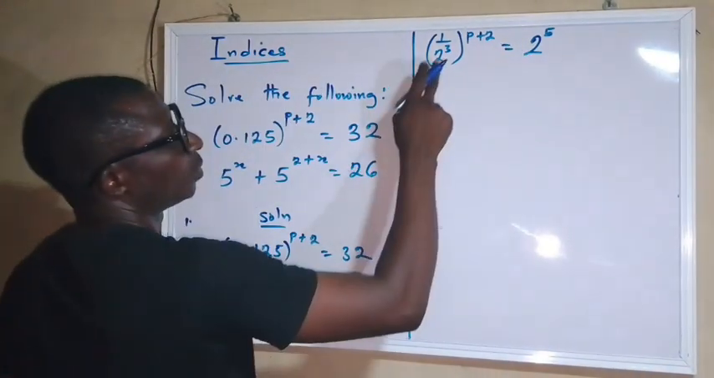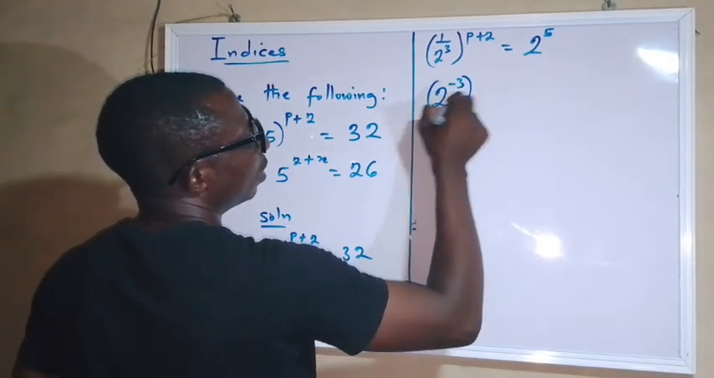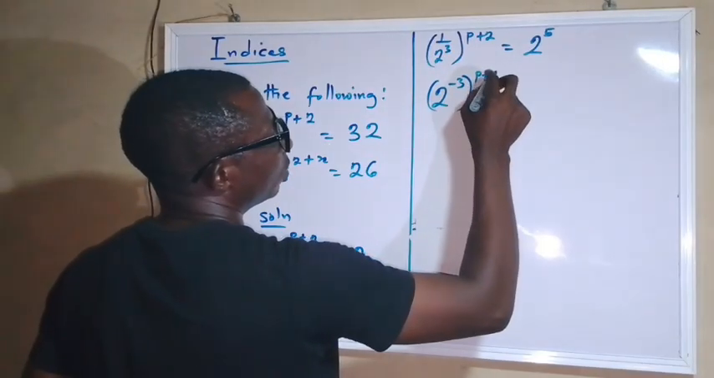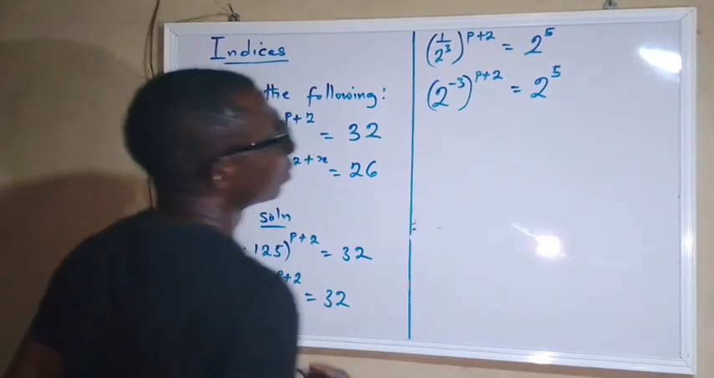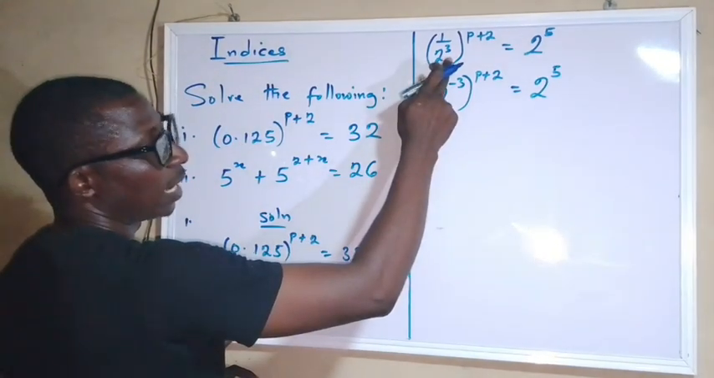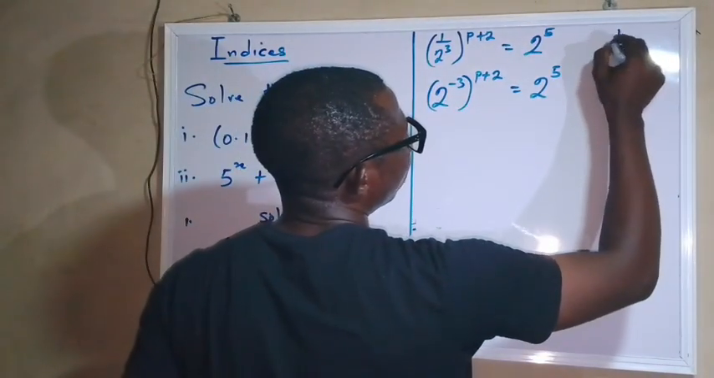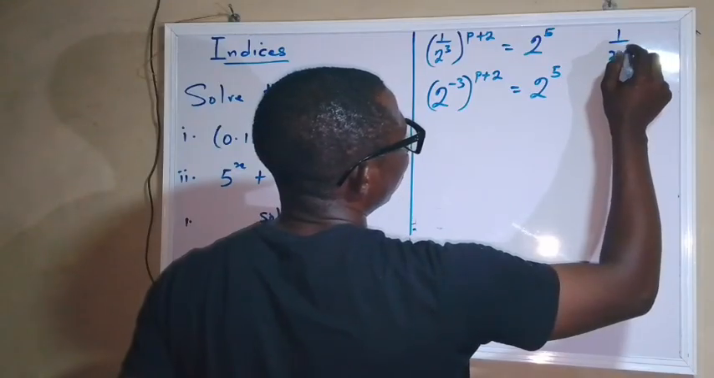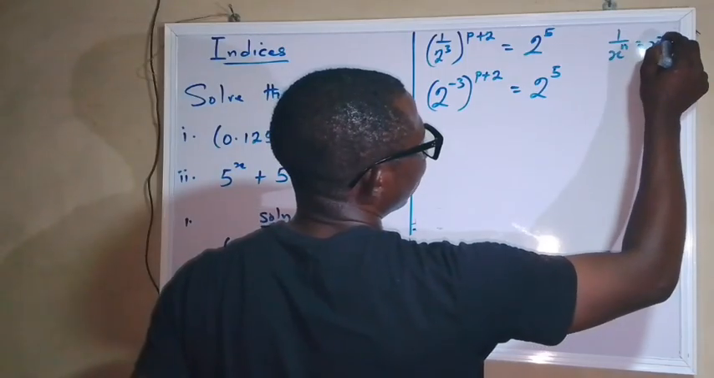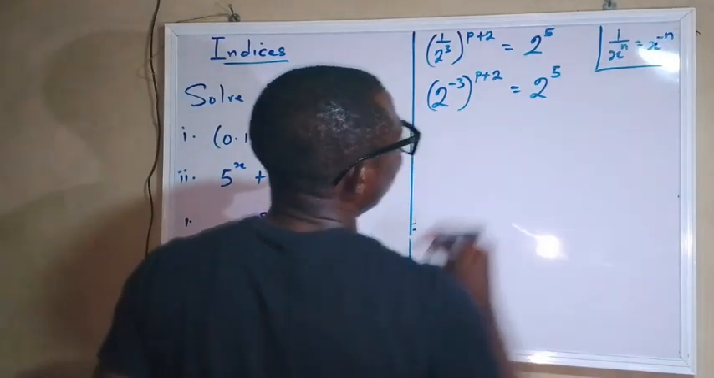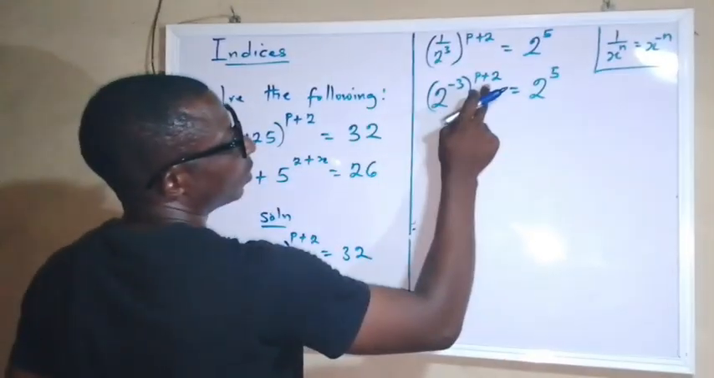Now we tidy up. This is the same thing as 2 raised to the power of minus 3, raised to the power of p plus 2, equals 2 raised to the power of 5. Here I've applied one law of indices: whenever you have 1 over x raised to the power of n, the result is x raised to the power of minus n. So this is one of the laws of indices. Now this will multiply this.